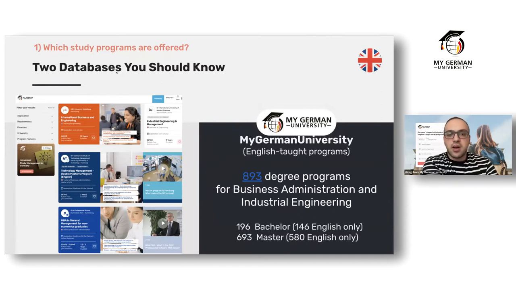You can see that around 200 programs are on bachelor level and around 700 programs are on master level. And you can see that the absolute majority of them, I would say, are purely in English, meaning that you don't need knowledge of any other language, in this case, particularly German.